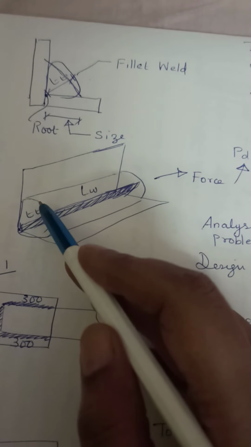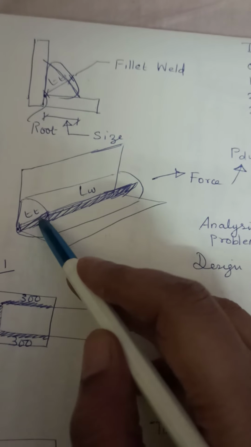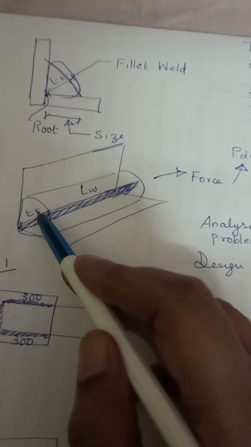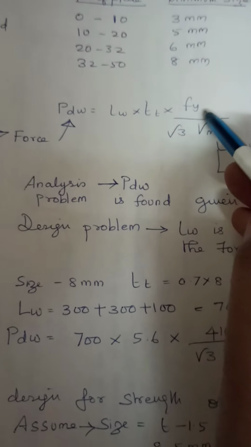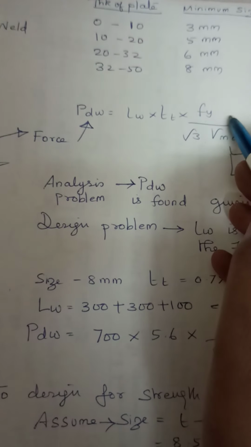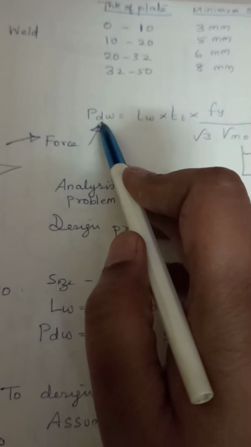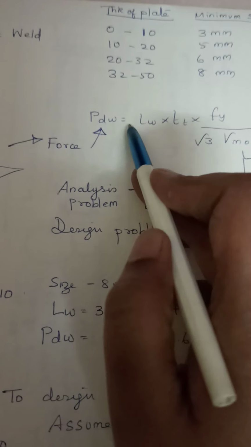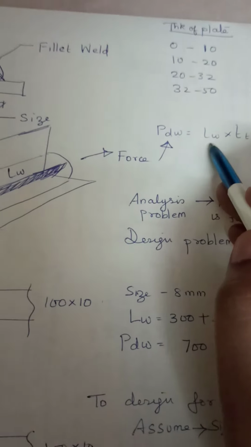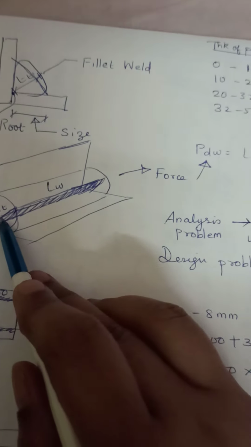If you refer to the length of the weld versus the throat thickness for a connected plate, this is the effective area of the weld. So L_w into the throat thickness is the effective area of the weld. This area multiplied by the stress, with factor of safety considered, gives the strength of the weld. So the force which is taken by the weld is determined by the product of area and the stress. The area is the effective length of the weld multiplied by the throat thickness of the weld. This throat thickness is usually 0.7 times the size of the weld.